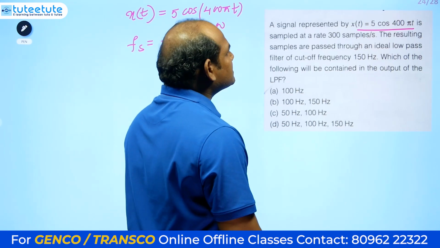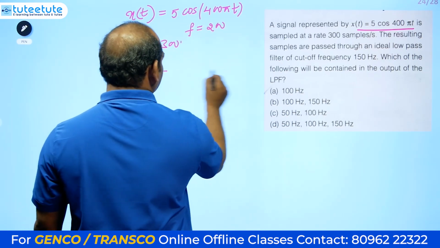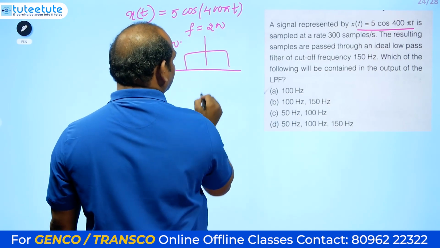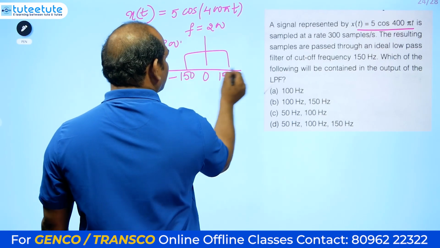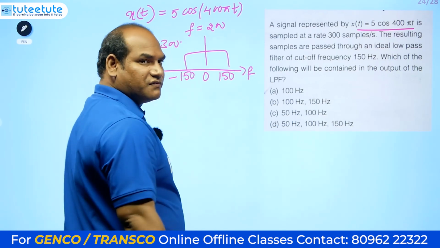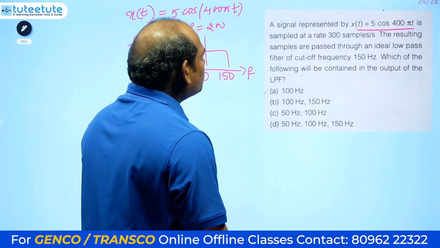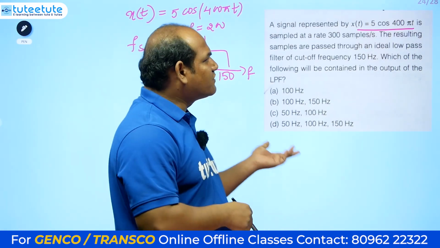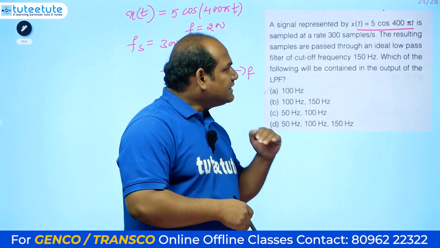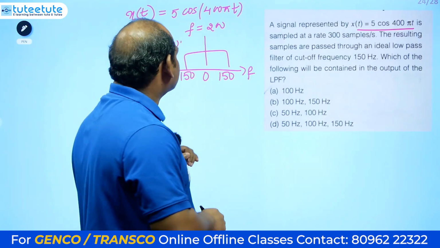The resulting samples are passed through the ideal low pass filter of cutoff frequency 150 Hz. So for the low pass filter we have to take it like this, and its cutoff frequency they have given is 150. Now which of the following will be contained in the output of the LPF? First we have to perform the sampling process, in that many frequencies may be available. Then if we send that entire thing through the low pass filter, what will be the output? That is what they are asking.